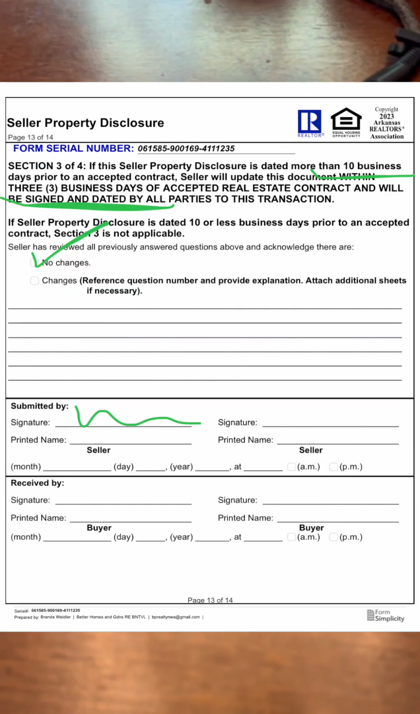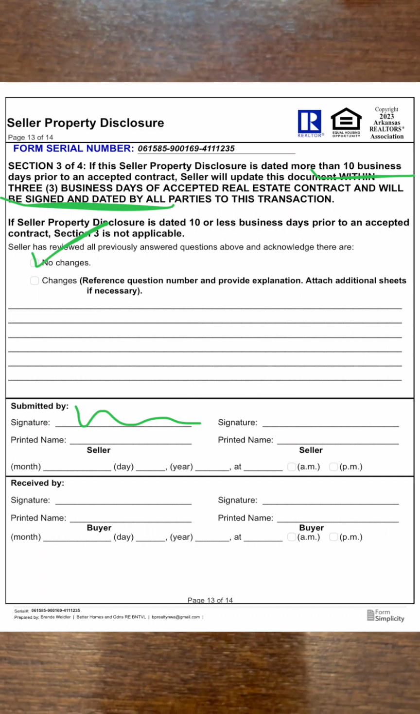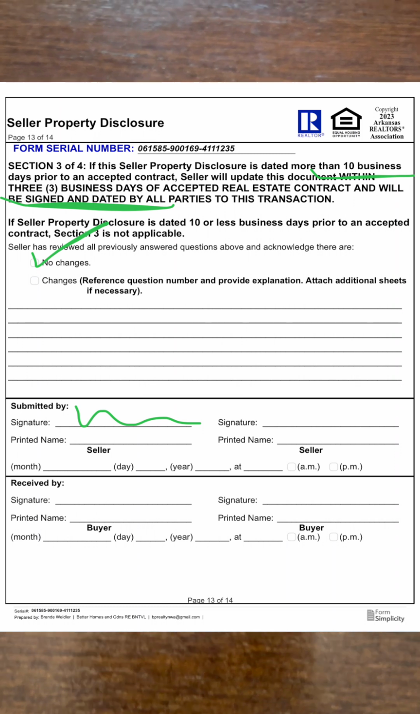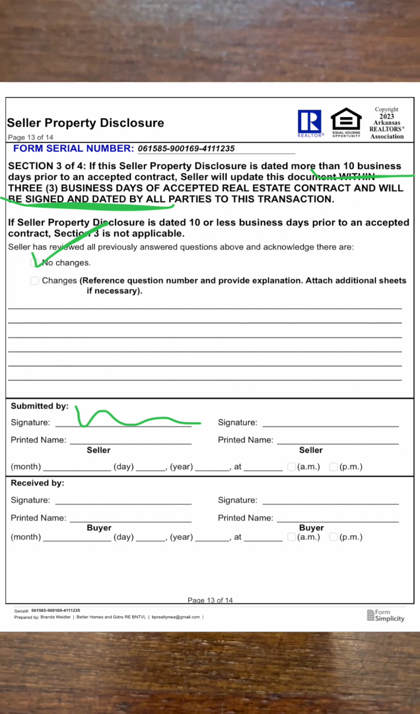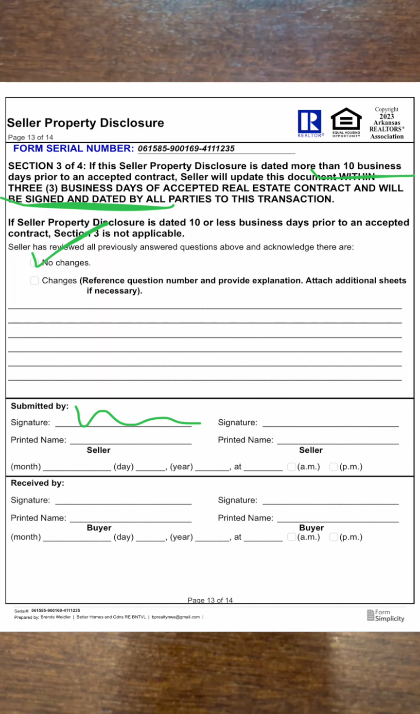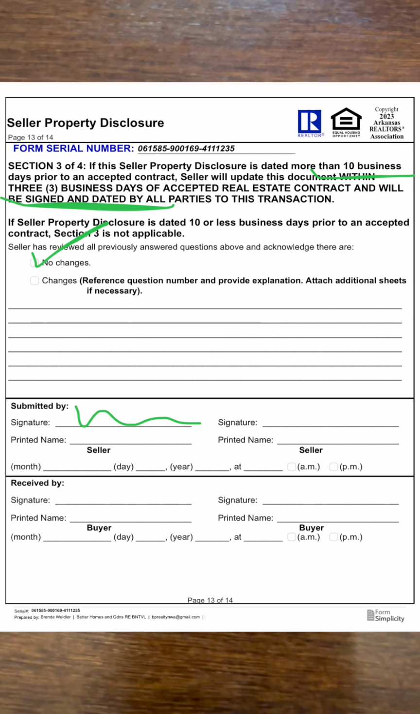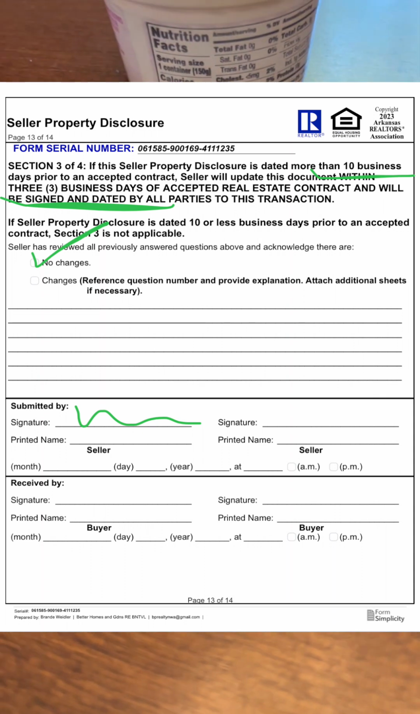Now, Section 3 is new this year, and basically what it says is that if the seller's property disclosure was done more than 10 days prior to the accepted contract, then the seller will go back and notify the potential buyer if there have been any changes with the property, and they will do that within 3 days of when the signed contract was completed.